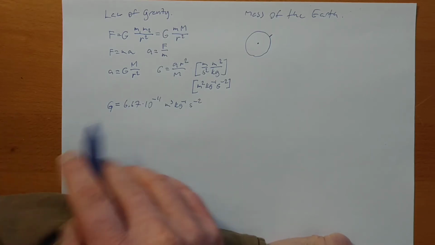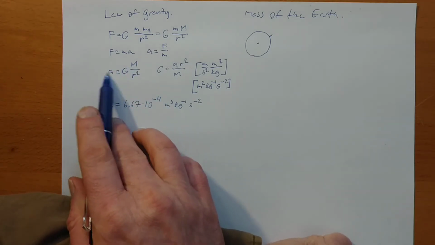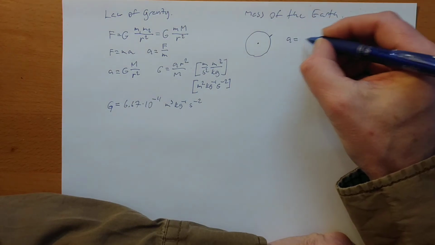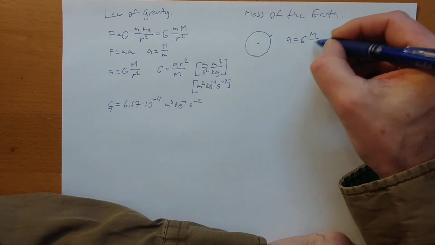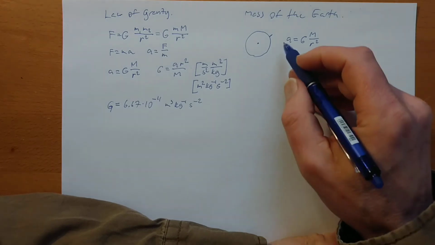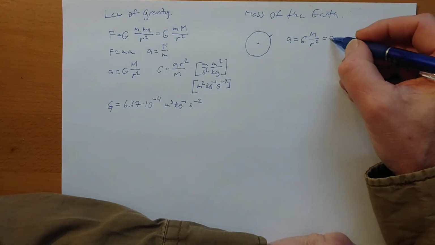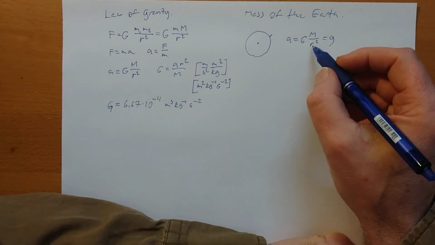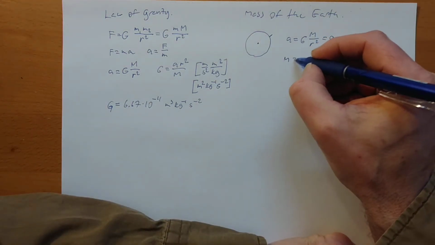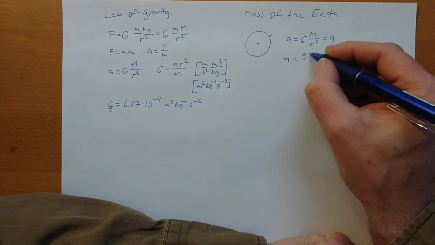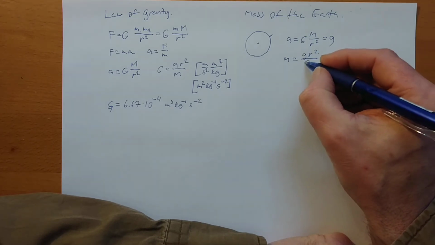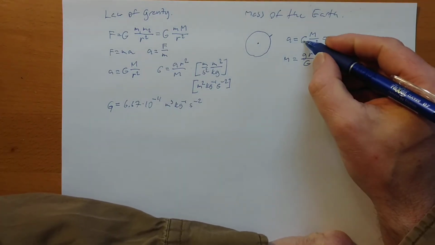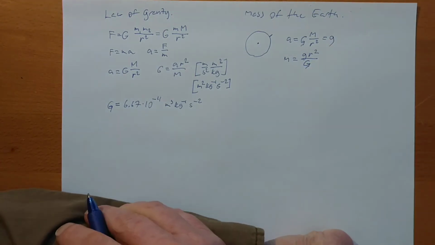And anyhow, with this formula, we only care about acceleration. So we have that acceleration is G M over r square. And acceleration in this case on the surface of the Earth will be small g, right? So that means that we can make M our subject, so we get M equals g r square over capital G.